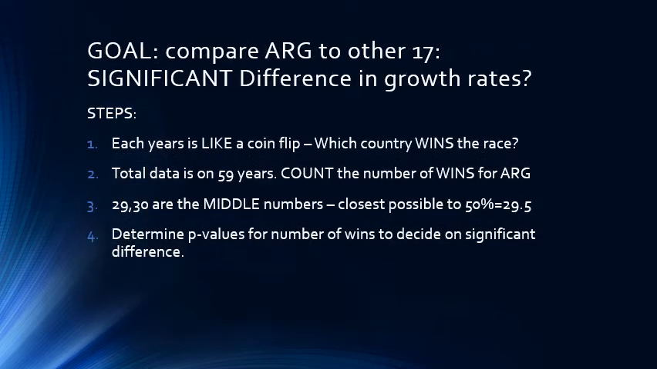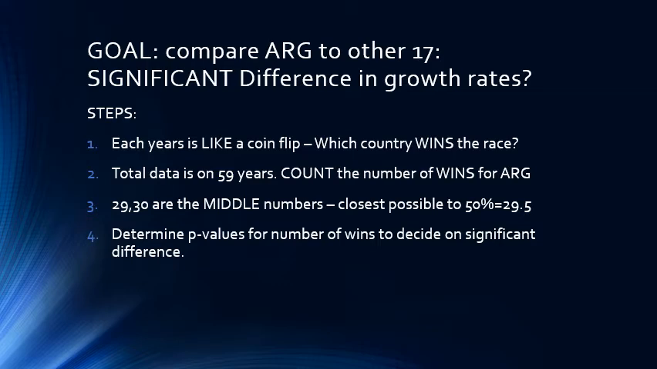The question we want to look at is: compare Argentina, which has the smallest growth rate, to the other 17 countries. Is the difference significant? Can we say that the other country is actually superior in terms of economic performance? Or is it true that the higher median growth is purely due to chance and does not reflect any genuine real-world factor?